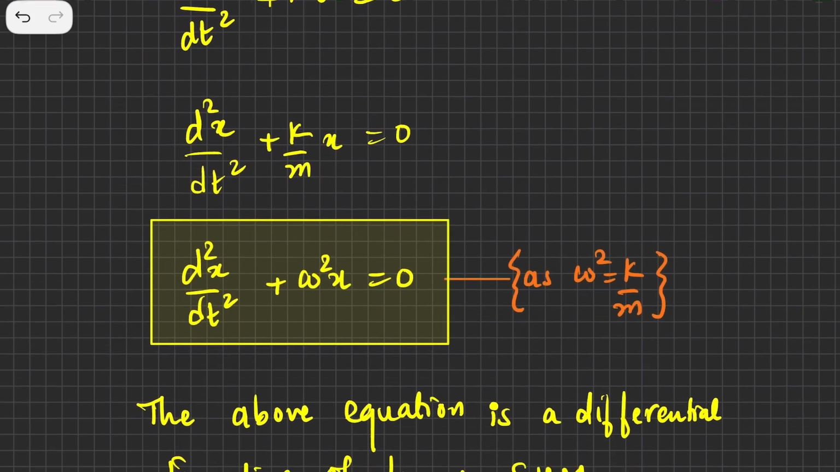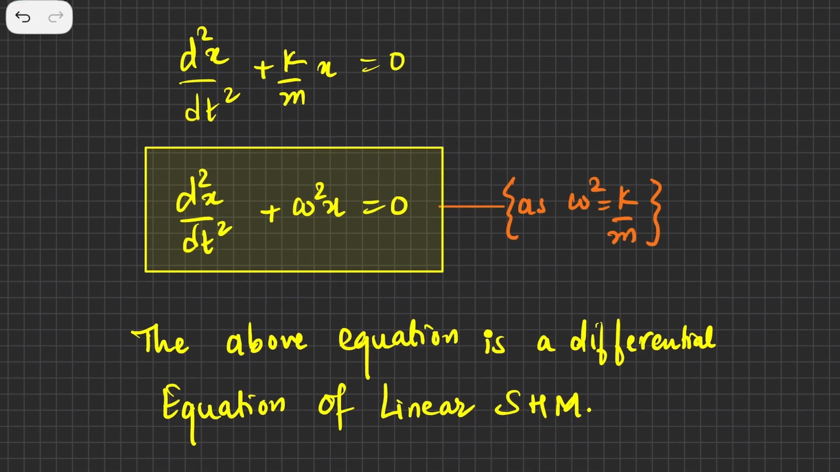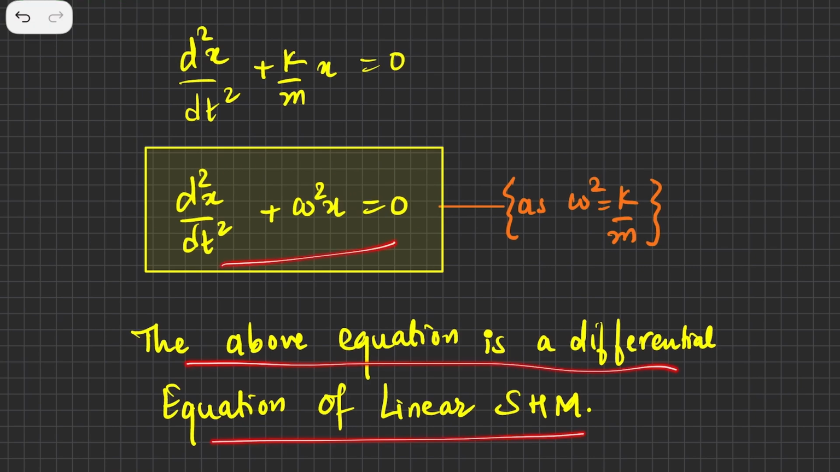Then, as we discussed in the last video yesterday, omega square is assumed to be k by m. I am going to prove this, mark my words. I'll be proving that omega square is equal to k by m in a very short time, because it's very near, where we are going to consider this. Now this equation is what is called the differential equation of linear simple harmonic motion.